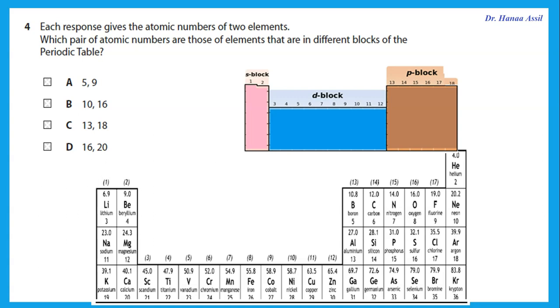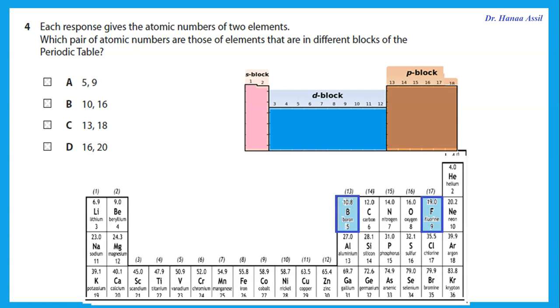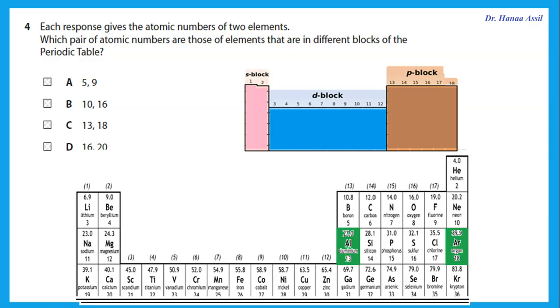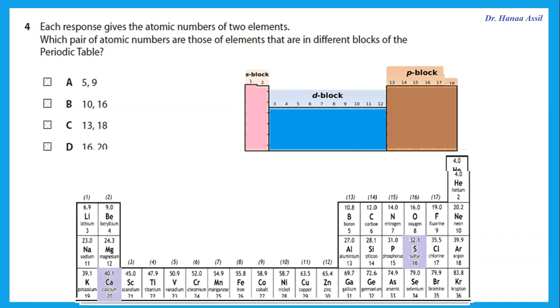So where is atomic number 5 and 9? That is both in the P block. 10 and 16, that is again in the P block. 13 and 18 is in the P block. 16 and 20, these are the ones. The one that is 20, that's calcium in the S block, and 16 is sulfur in the P block, so that is my answer.